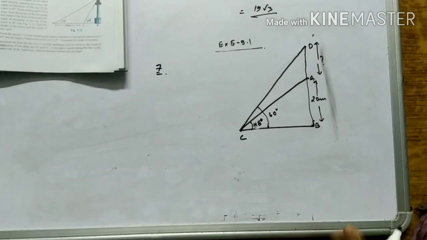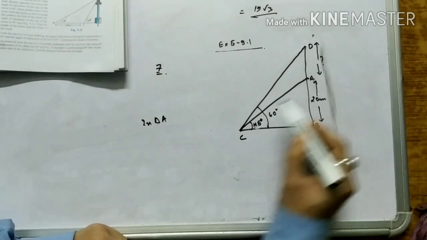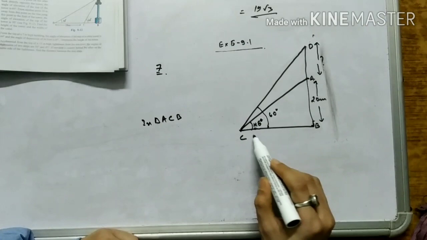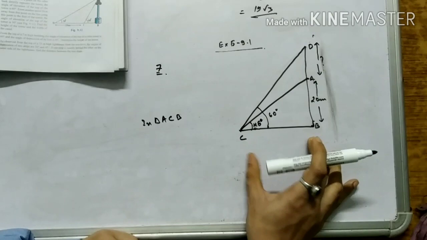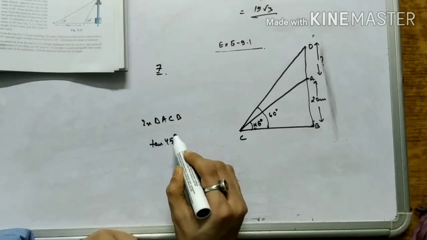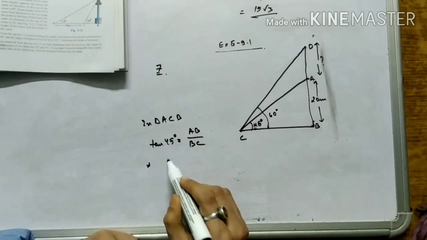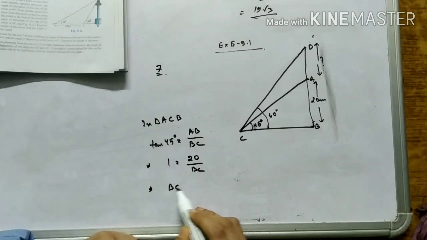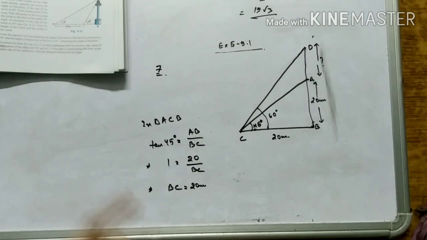First of all, I will use the small triangle ACB. I need to find the base, which is CB here. So I'm taking this triangle, and here I will use tan theta again. So tan 45 degrees is equal to AB by BC. Tan 45 means 1. AB value 20 is given, by BC. So ultimately, I will get BC is equal to 20 meters. BC, how much you got? 20 meters. Understand?